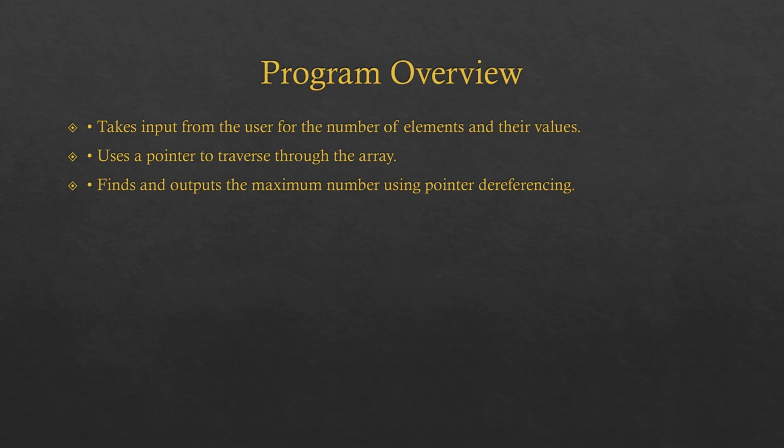Now let's look at what our program does. It starts by taking input from the user for the number of elements in the array and their values. We then use a pointer to traverse the array and find the maximum number. By the end of the process, the program outputs the highest value from the array.